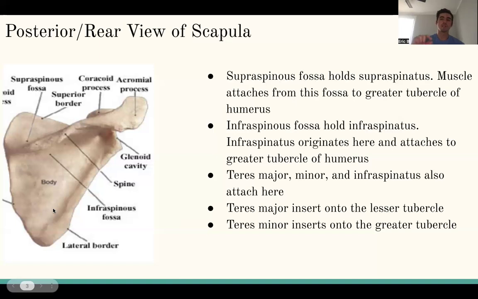Now, the teres minor actually sits above the teres major. The teres major sits inferior to the minor, but the major is a bigger muscle. The major is going to go a little bit more anteriorly and attach onto the lesser tubercle. It's going to help out the subscapularis with the internal rotation of our humerus. So that's a different view of the scapula.